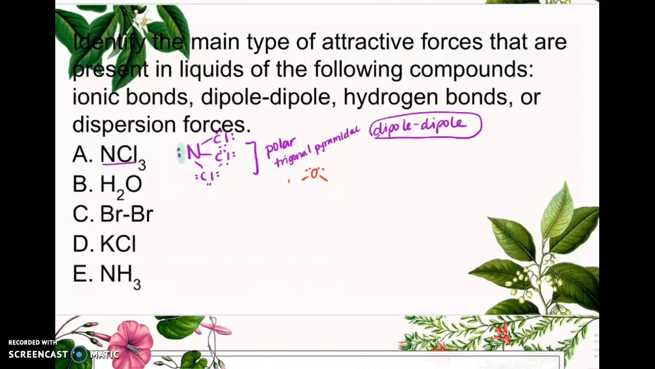Water is this Lewis structure. It's bent and it's superpolar. Water has hydrogen bonding. See how I have a hydrogen bonded to an N, O, or an F? I have a hydrogen bonded to an O right here, so I'm going to have hydrogen bonding. That's going to be super strong.